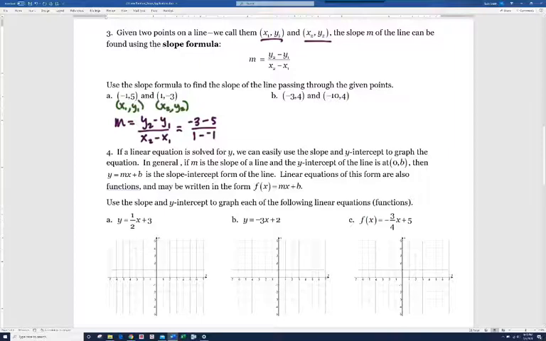And so -3 minus 5, that's -8. And 1 minus -1, be careful, you're subtracting a negative there. That'll become 1 plus 1, which is 2. And -8 divided by 2 is -4. And so that's the slope. So that's how we find the slope if we're given 2 points on a line. All right, so I would encourage you to try B and then watch the video.